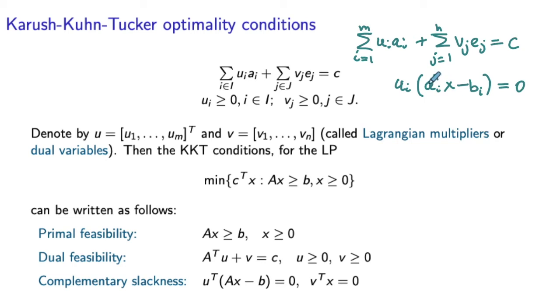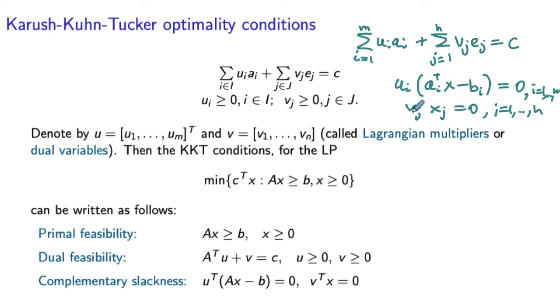So whenever the constraint is not satisfied at equality, this will be strictly greater than 0, and as a result this will force ui to be equal to 0, which is exactly what we need, because again, this sum right here is supposed to include only the terms for the active constraints, right? Similarly, for the non-negativity constraints, we need to make sure that vj multiplied by xj is equal to 0. And this is supposed to be for all j's between 1 and n, and i between 1 and m.